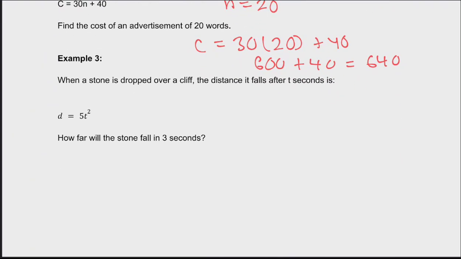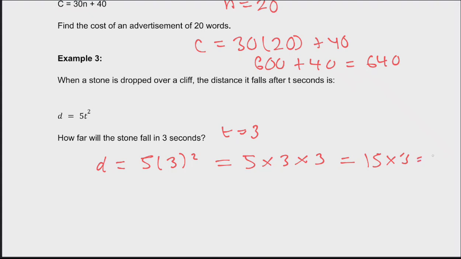Okay, so when a stone is dropped off a cliff, the distance it falls after t seconds is d equal to 5t squared. How far will the stone fall in 3 seconds? We're asking for the distance when t is equal to 3. So d is equal to 5 times 3 squared. That's the same as 5 times 3 times 3, which is 15 times 3, which is 45. I'm guessing meters. In an exam, it would tell you, and you'd have to specify the units.